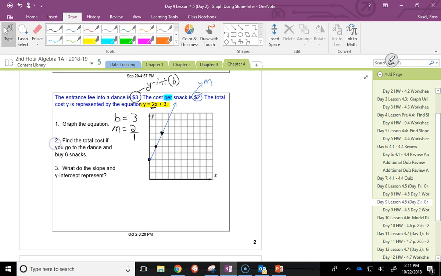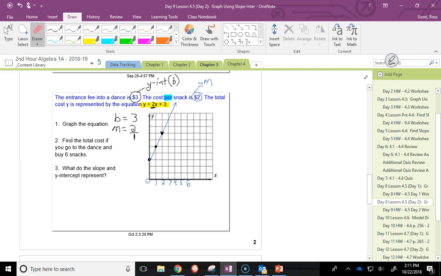Okay, find the total cost if you go to the dance and buy 6 snacks. Well, that should be easy. We have 0 here. We have 1, 2, 3, 4, 5, and 6. However, if I follow this line all the way up, I see that we're off our chart somewhere. But that's okay. I'm going to erase this though. It's okay that we can't see in our graph.